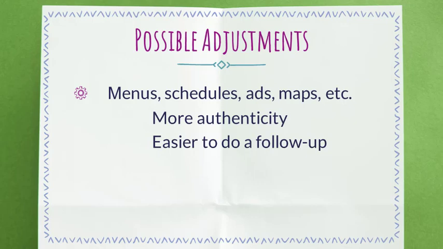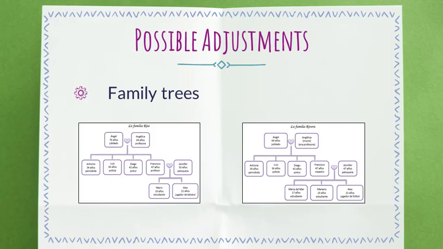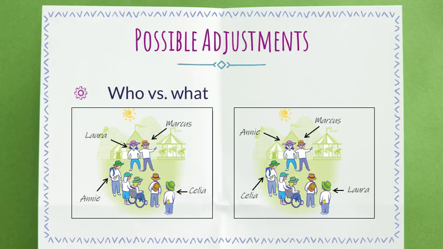And using menus, schedules, ads, etc. instead of cartoons makes it easier for you to do a follow-up. For example, after comparing the two menus, they can decide which one sounds best for dinner. Something else you could use is family trees. And again, you would need to create them. So for example, I created these two trees with the names, ages, and professions, and so I controlled the differences between them.